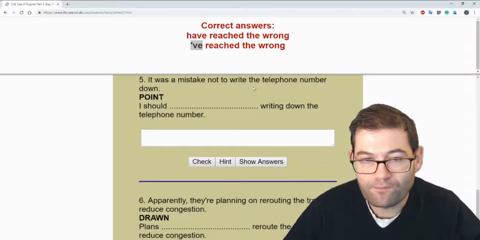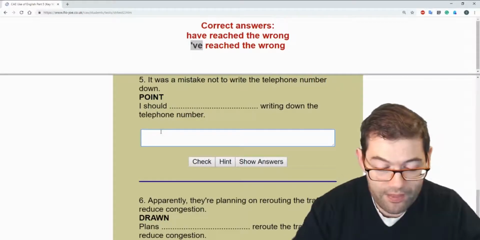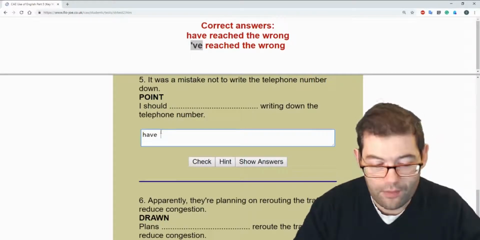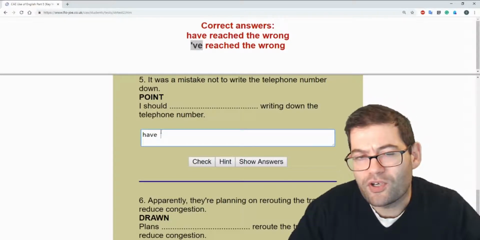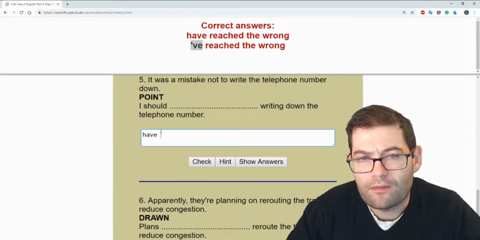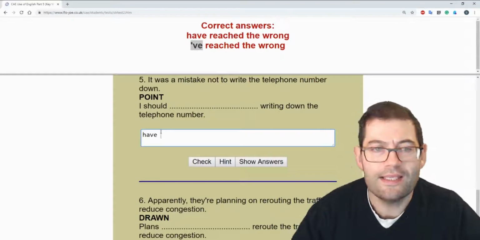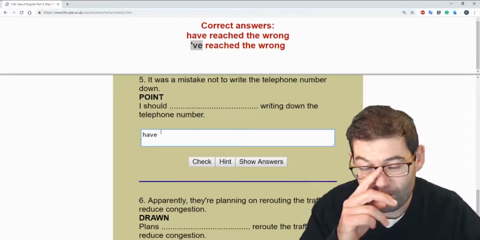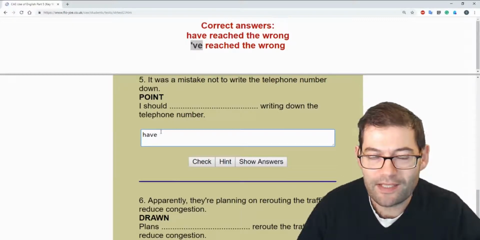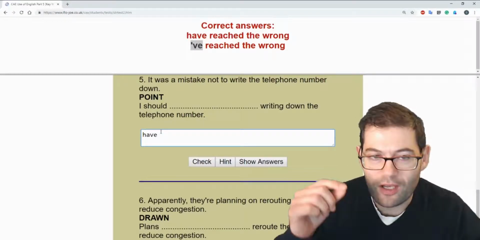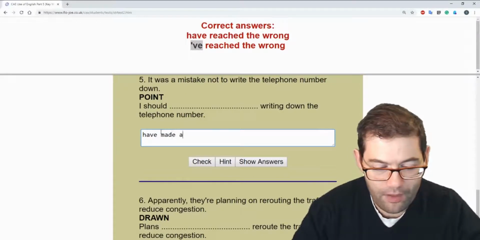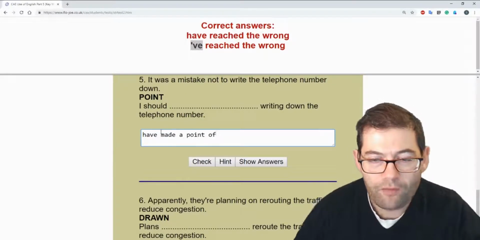Once again, we're talking about the past. So we've got a modal in the past, which means that we need a form of have. I should have... What's the expression that we need? What we're trying to say here is this is something that I should have done. And the expression with point, which means the same as I should have made sure I've done this, is I should have made a point of.